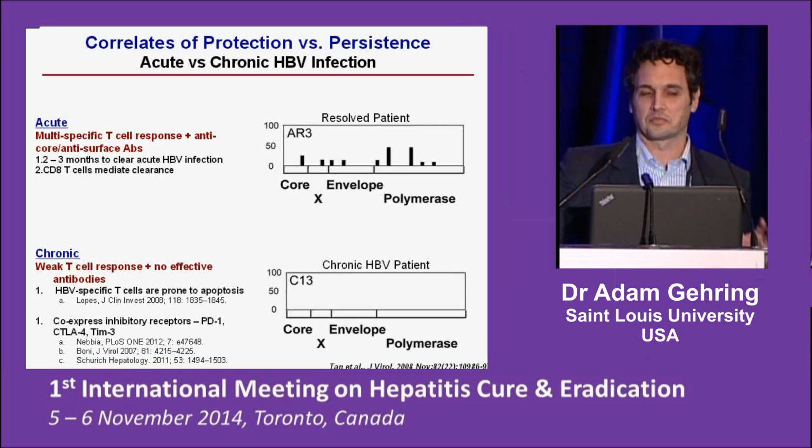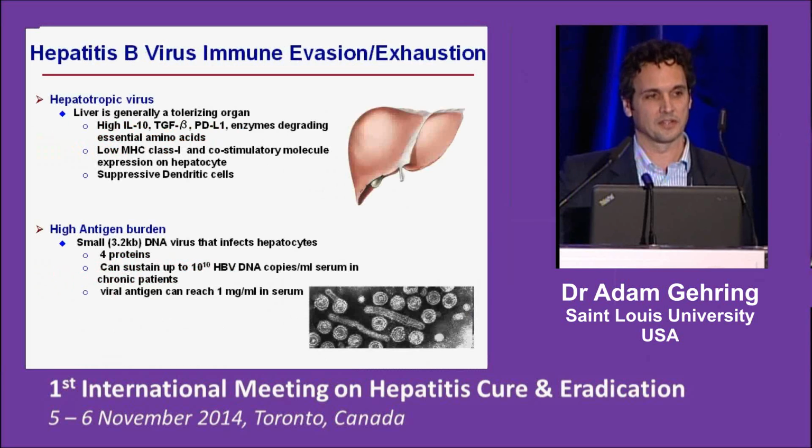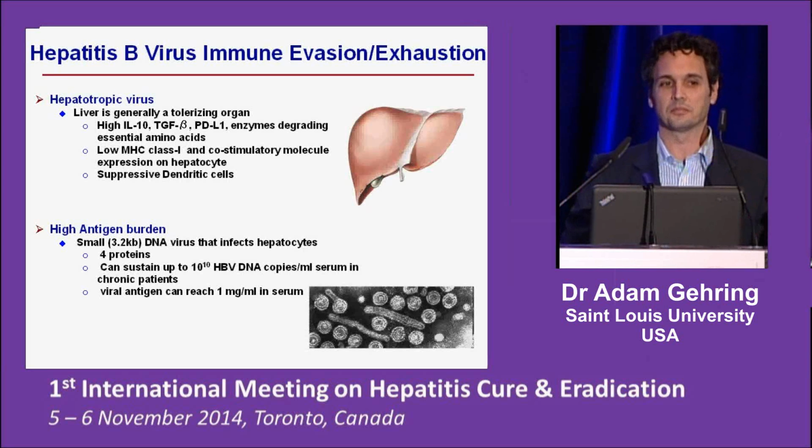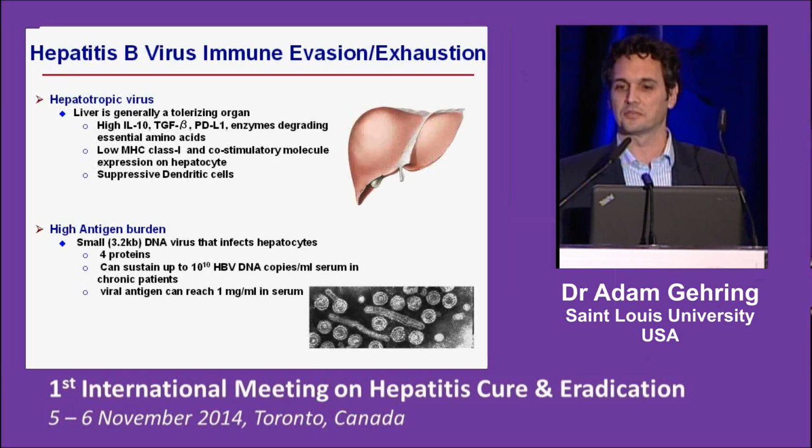Coupled with this hepatotropic infection is the high antigen burden that we see in hepatitis B patients. And this is one of the things that fascinates me the most about the virus: it's incredibly small, makes only 4 proteins, but its synthetic effort is really phenomenal.